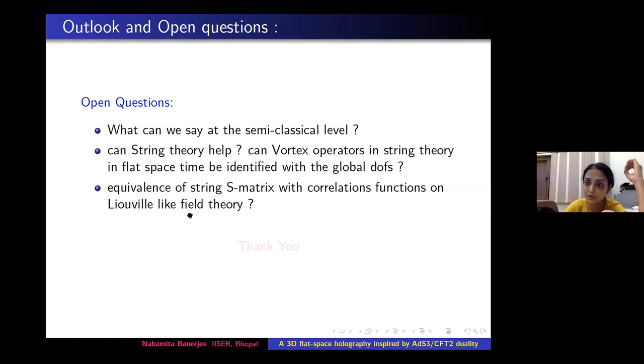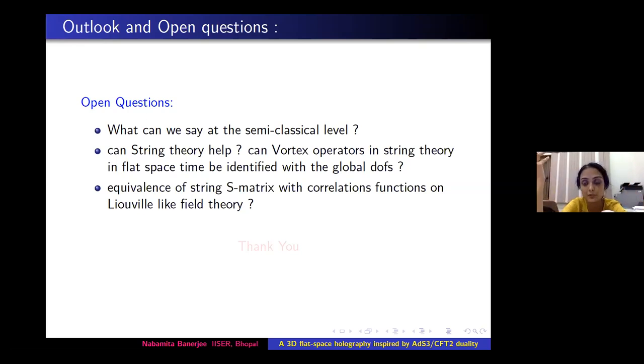Another way to look at it would be the following. Can you find the equivalence of the string S matrix with the correlation functions of this Liouville-like theory that we have? In the Liouville-like theory, I think the correlation functions are also partly known. Not exactly maybe in the supersymmetric case, but at least in the simplest case, probably it is known. But what would be interesting is to see if these correlation functions can also show up somehow in the stringy S matrix in asymptotically flat spaces.